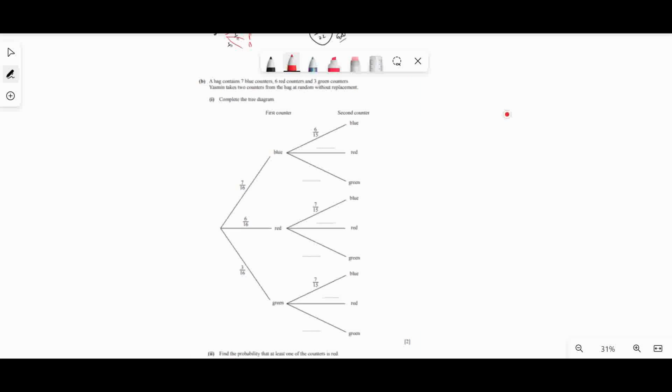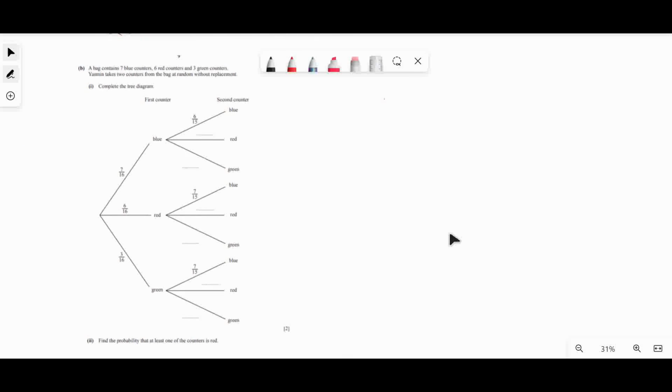Let's move to the next question, that a bag contains 6 blue counters, 6 red counters and 3 green counters. Now Yasmin takes 2 counters from the bag at random without replacement. Now again here we can see that this is without replacement, so it means that this is a dependent event. So this statement means that this is a dependent event.